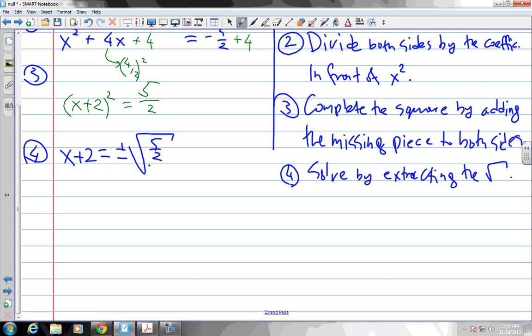But that's not that bad, right? I just need to multiply by root 2 over root 2. That's all I have to do, because I don't like having a square root in the denominator. So this is x plus 2 equals plus or minus the square root of 10 over 2. I have to rationalize my denominators. I cannot leave the answer with the square root in the denominator. So solve for x: x equals negative 2 plus or minus root 10 over 2. That's the answer.